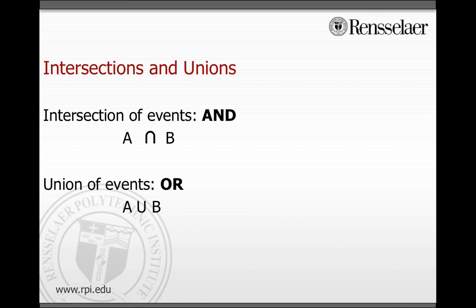It's essential that you know the difference between intersections and unions and to keep that straight. The intersection of two events, in this case let's say A and B, means both occur. A and B happen, represented by what looks like the upside down U character. The union of two events is an OR symbol, means that A happens or B happens.